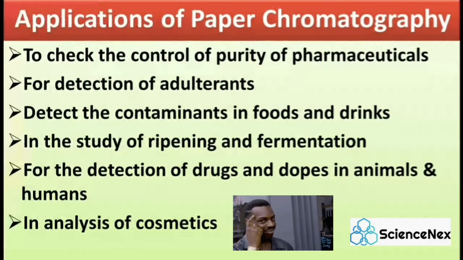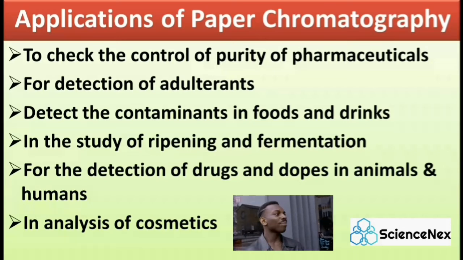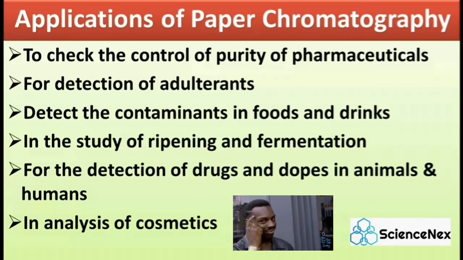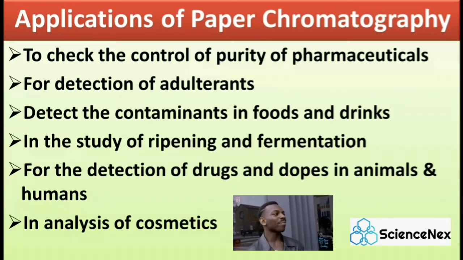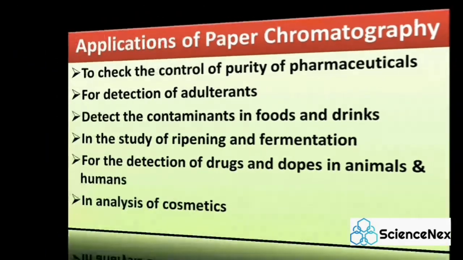Applications of paper chromatography. To check the control of purity of pharmaceuticals. For detection of adulterants. Detect the contaminants in food and drinks. In the study of ripening and fermentation. For the detection of drugs and dopes in animals and humans. In analysis of cosmetics.